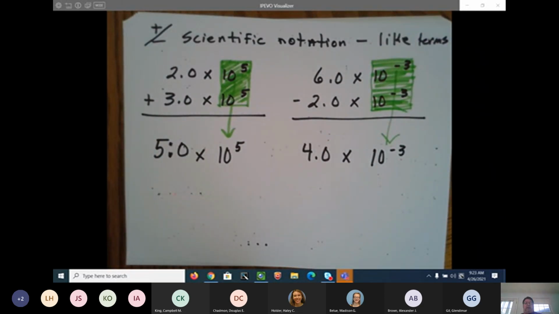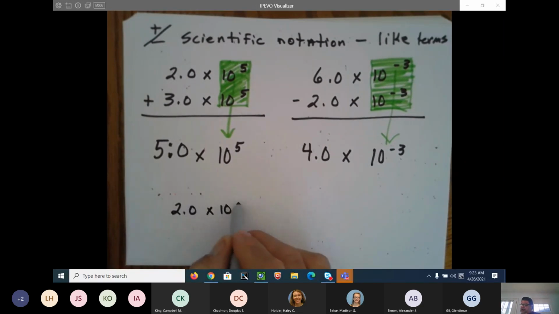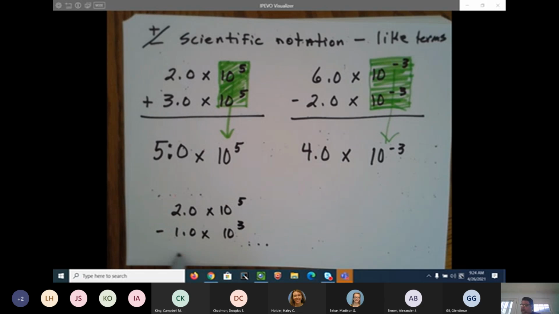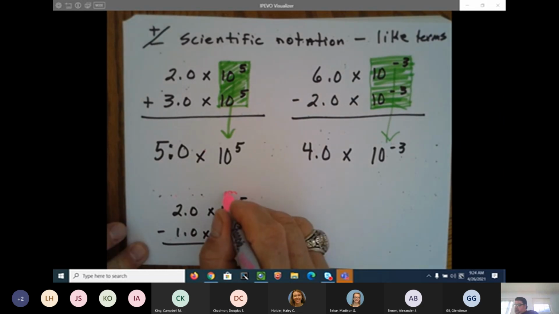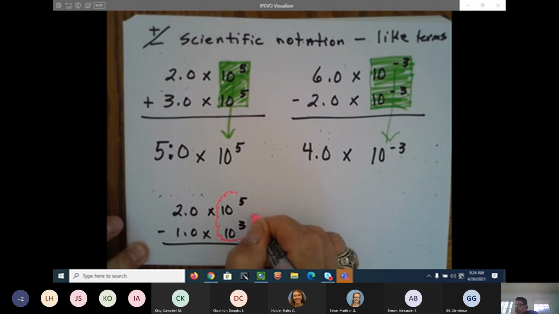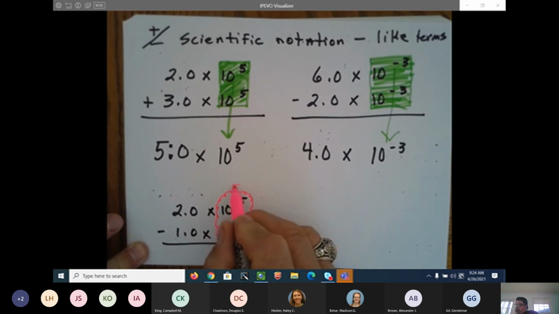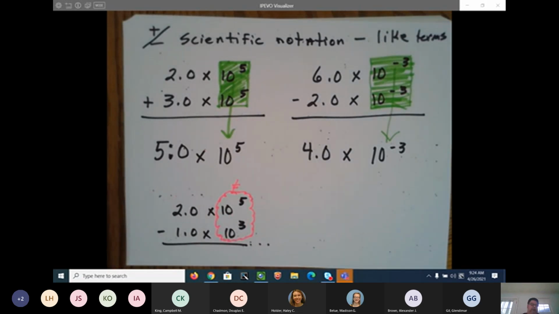Now, what if they're not alike? Well, if they're not alike, then you have to go back to the old way of doing things. So let's say you have 2.0 times 10 to the fifth minus 1.0 times 10 to the third. Well, in this case, the exponents do not equal. So we'll take a red or pink highlighter and highlight that these are not equal. So therefore, you've got to turn both of them into decimal notation.